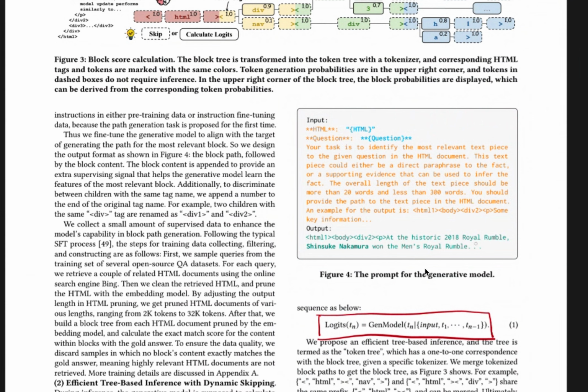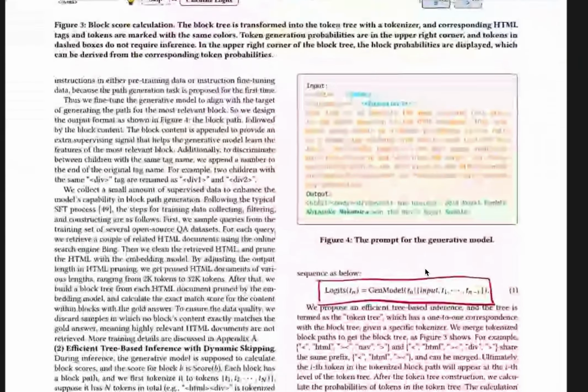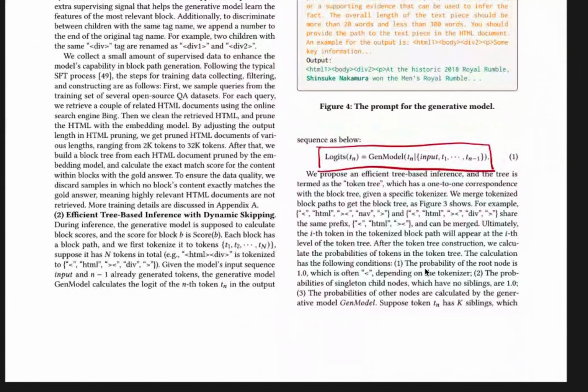The historical 2008 Royal Rumble and Shinsuke Nakamura won the men's Royal Rumble, and this is going to be the block path: HTML1, body, div2, paragraph, and similar endings. So they are telling how they have trained it. I think this is pretty easy. You guys can go and read.